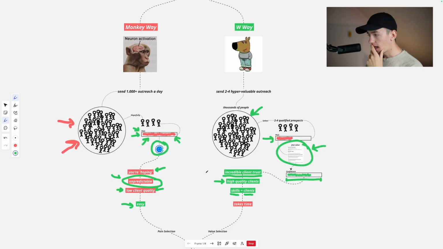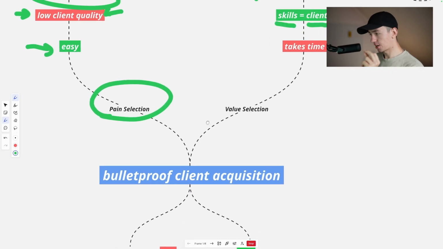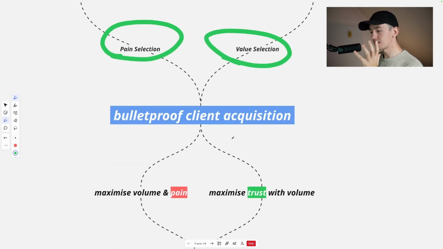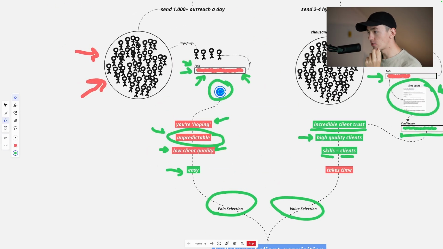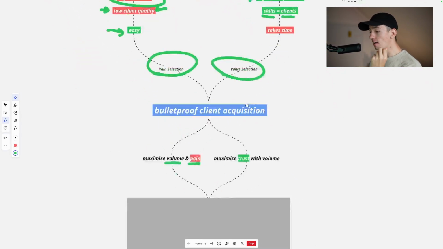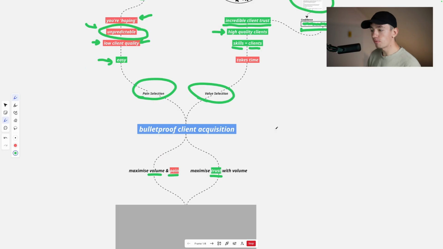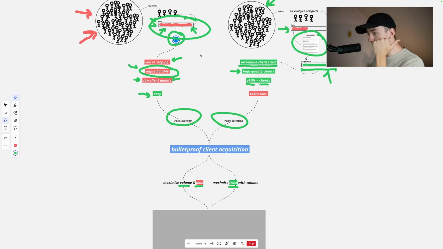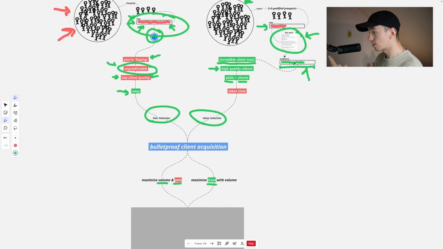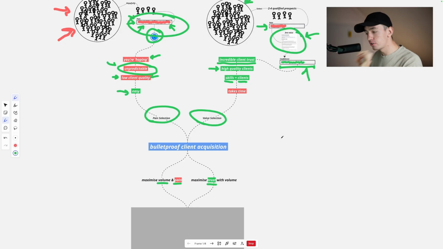Now, with that said, I want to show you a bulletproof client acquisition system, which is going to use the pain selection and the value selection. Now, what does this mean? Where you're going to maximize the volume and the pain, meaning we are going to get those types of people who are really in pain, and also we are going to maximize the trust, but with volume. And this is why this is the bulletproof client acquisition system, because we are not only selecting those types of people who have just the most pain possible and maximizing trust with confidence while doing this on a volume, but we are going to build and attract a client acquisition pool.